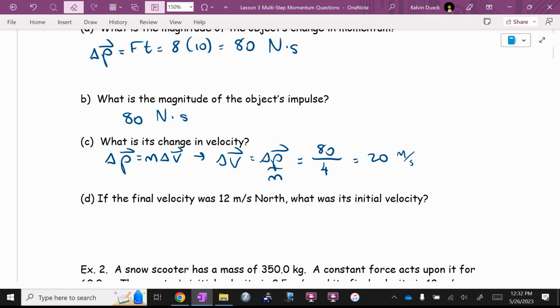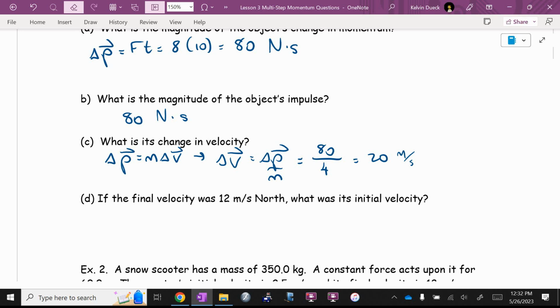Now, what does that mean? That doesn't mean that we started at 0 and ended up at 20. It just means that's what we changed by. If we started out going 4 meters per second and our change in velocity is 20, our final would be 24. If we started out going 50 meters per second, our final would be 70. All this is telling me, Holly, is my change in velocity.